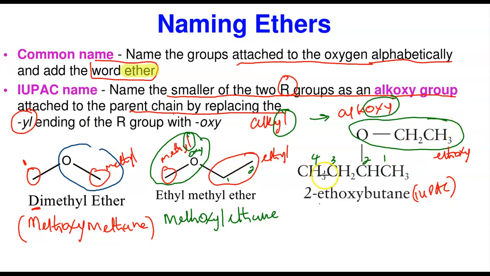So the first R, this is ethyl. The other one is 1, 2, 3, 4, because it was connected from number 2. This is actually isopropyl.